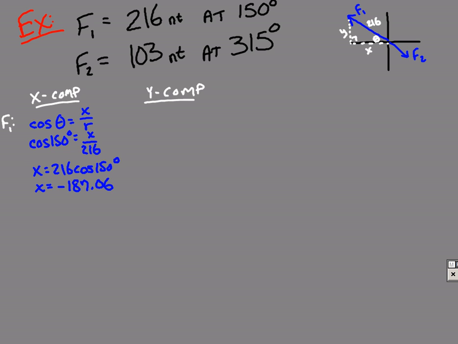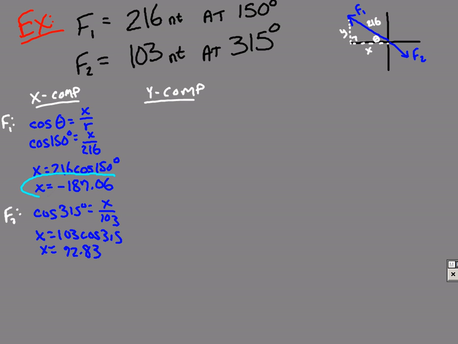We want to do the same thing for our second vector. So for vector 2, we're going to do the same thing. Cosine of, in this case, 315 degrees, is equal to x over 103. So x equals 103 cosine of 315, which means that x is equal to, in the end, 72.83. What we now want to do is take the sum of those two.